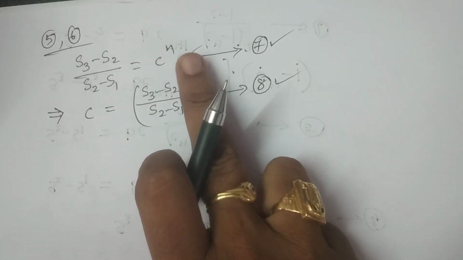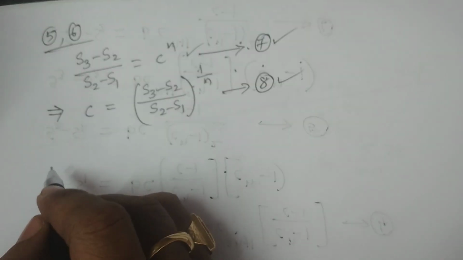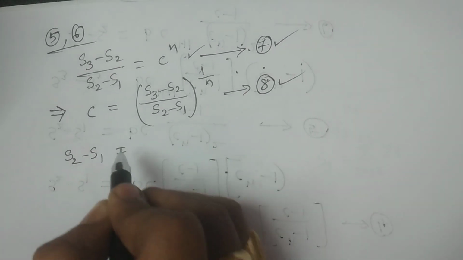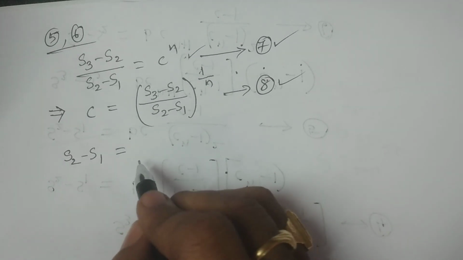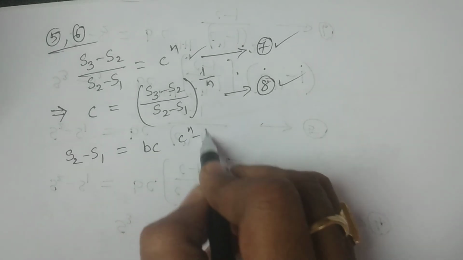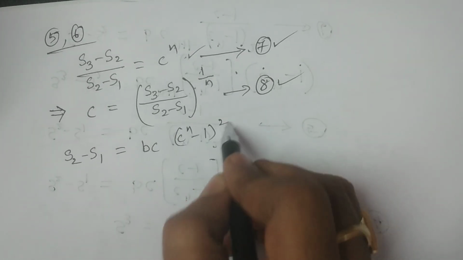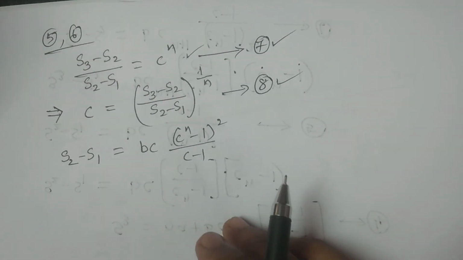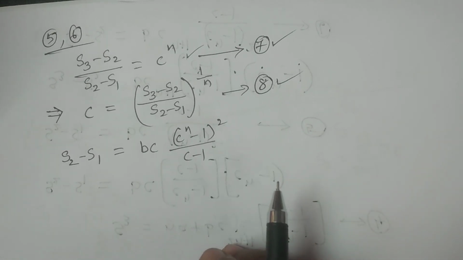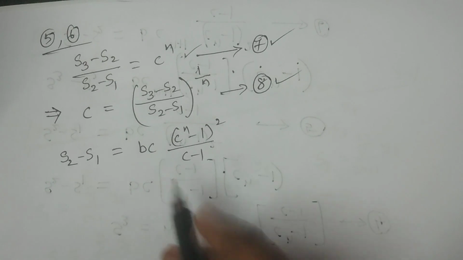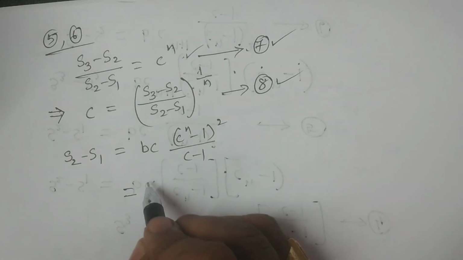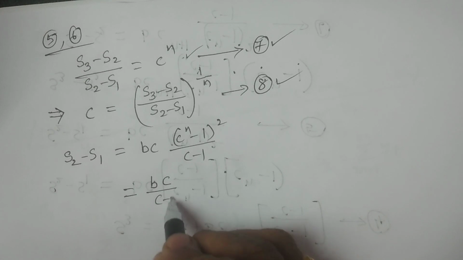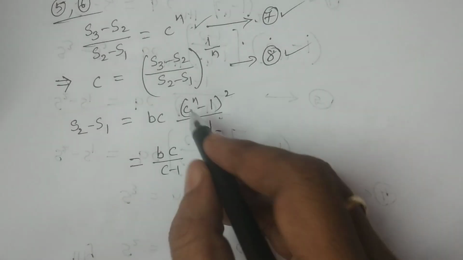If you substitute in the S2 minus S1 equation, I write the value of the equation which is there in equation 5. So I am considering S2 minus S1 is equal to bc into c power n minus 1 whole square divided by c minus 1. This is the equation. In this equation, I am substituting only the value of c power n. I am keeping the values b and c as they are, and divided by c minus 1 I am taking here, so that I am substituting c power n.